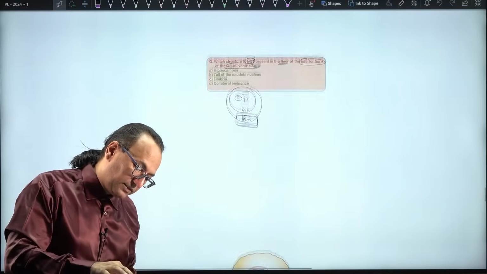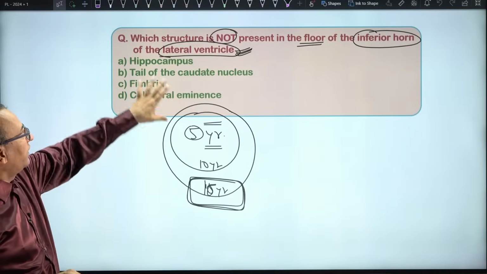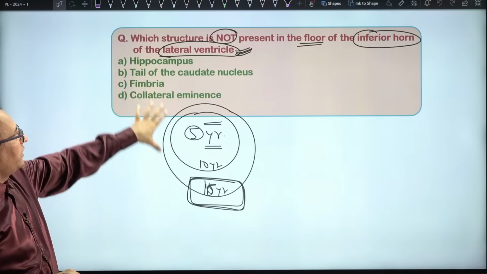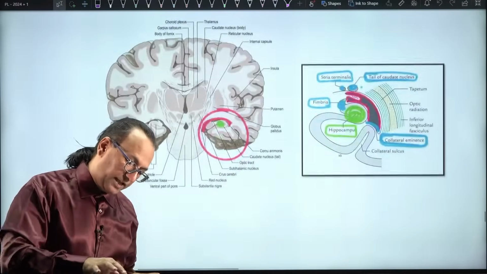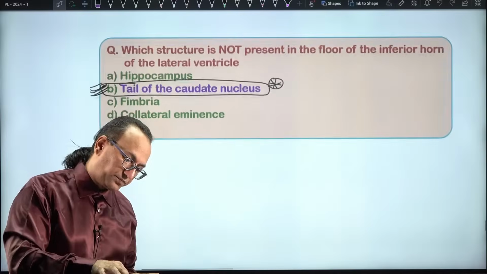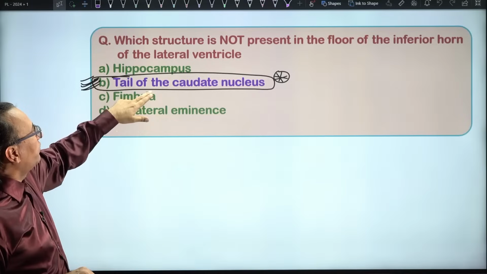Then this question was there: what is not present at the floor of the inferior horn of the lateral ventricle? We answered it as the tail of the caudate nucleus because it is at the roof of the inferior horn of the lateral ventricle.